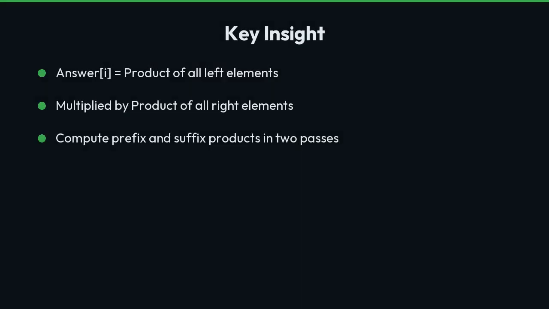The key insight is that the answer for any index is simply the product of all elements to its left multiplied by the product of all elements to its right. We can compute these prefix and suffix products in two separate linear passes.